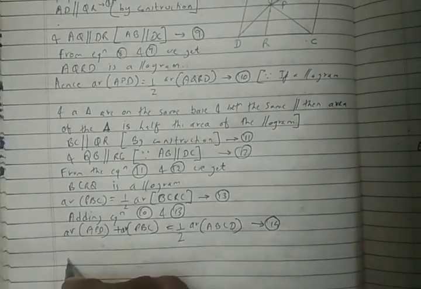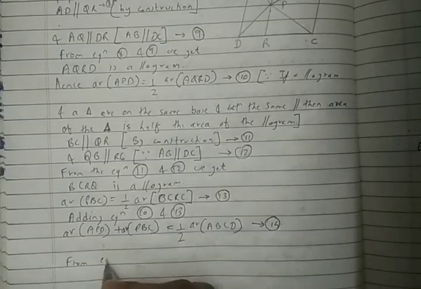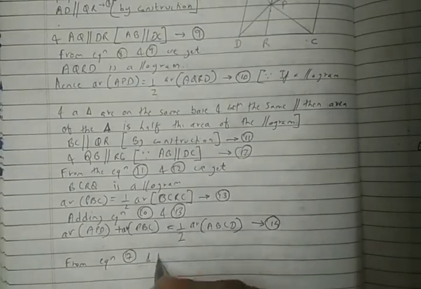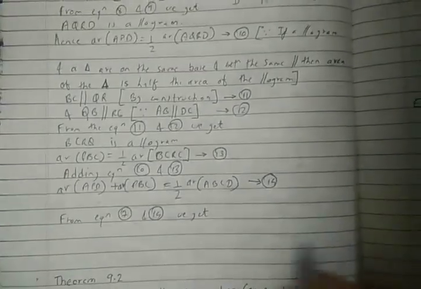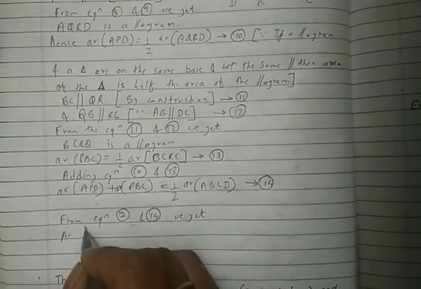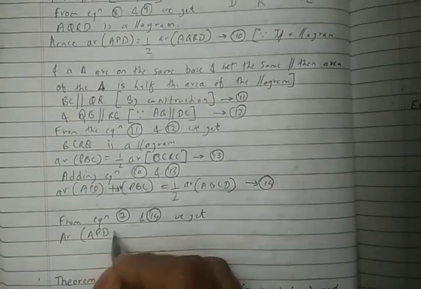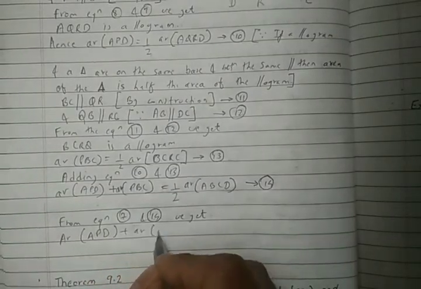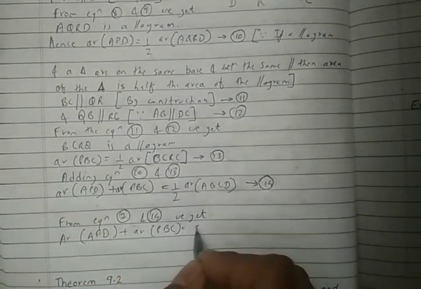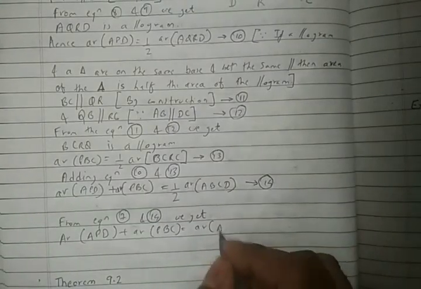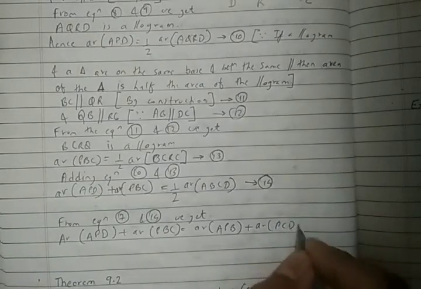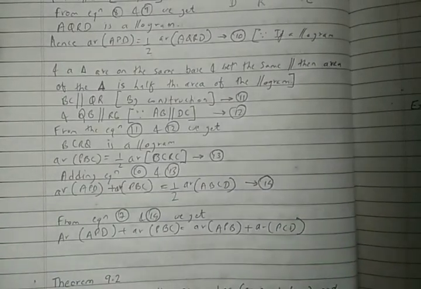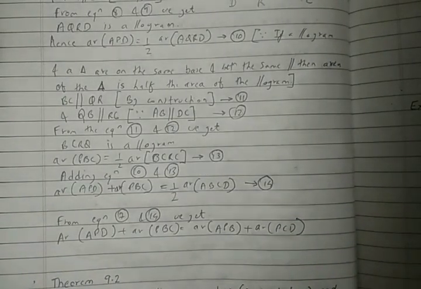Now the final conclusion from equation 7 and 14, we get area of APD plus area of PBC is equal to area of APB plus area of PCD. Thus we have proved the required sum.